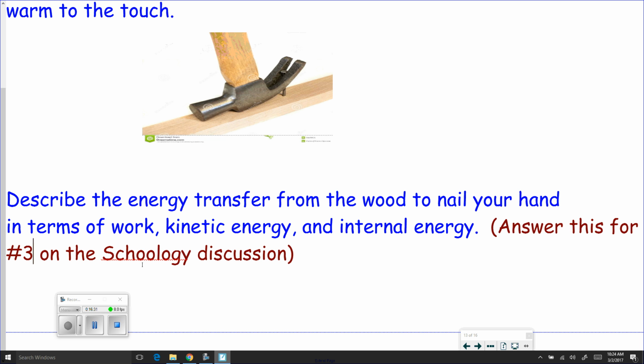On your Schoology discussion page, I'd like you to describe the energy transfer from the wood to the nail to your hand in terms of work, kinetic energy, and internal energy. So you're going from the wood to the nail, and then from your nail to your hand. So pause this video, think about the energy transfer in terms of work, kinetic energy, and internal energy, and then answer this on Schoology.